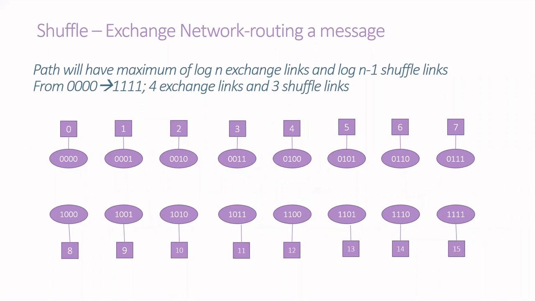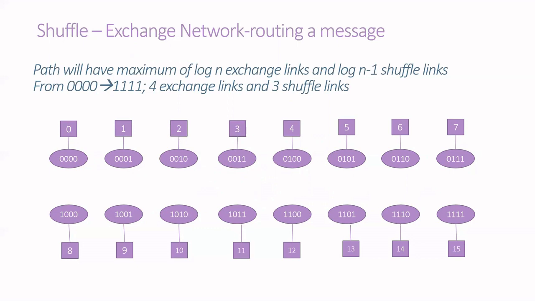Now let's try to route a message in this network. A path will have a maximum of log n exchange links and log n minus 1 shuffle links. So the maximum is 4 exchange links and 3 shuffle links. In this case, n is equal to 16. So log n is 4 and log n minus 1 is 3.